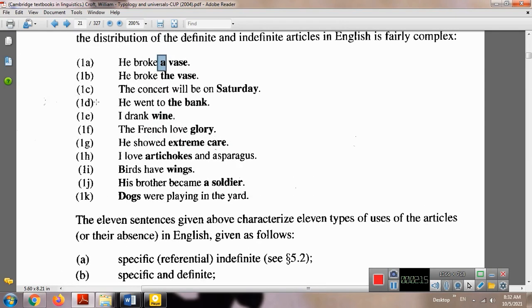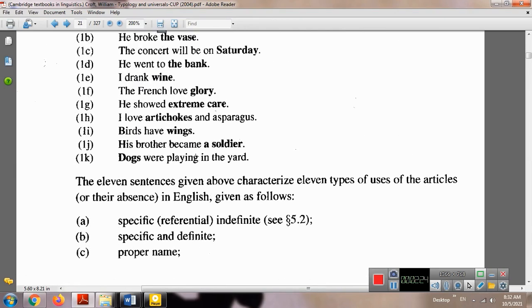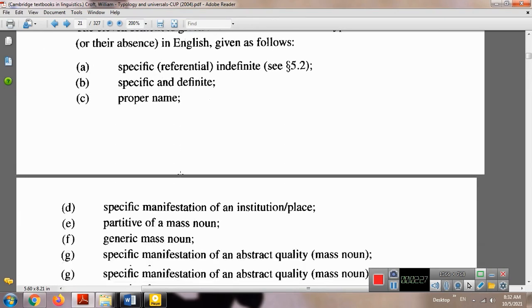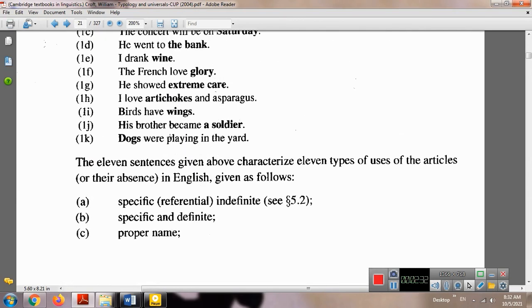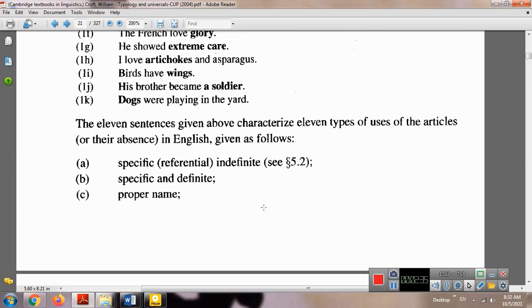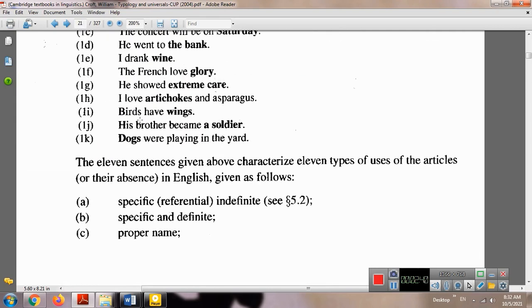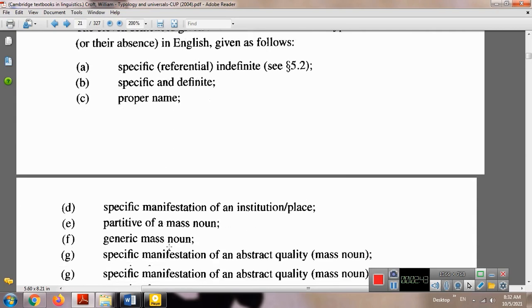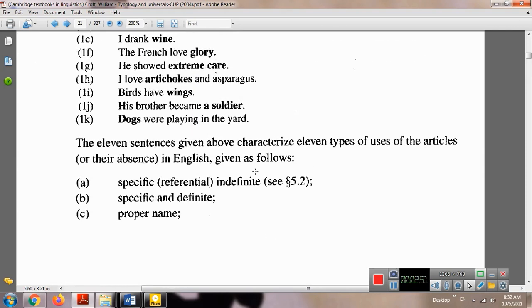D, here the bank is a specific manifestation of an institution or place. Wine is partitive of a mass noun. Glory is a generic mass noun. Extreme care is a specific manifestation of an abstract quality, which is a mass noun.